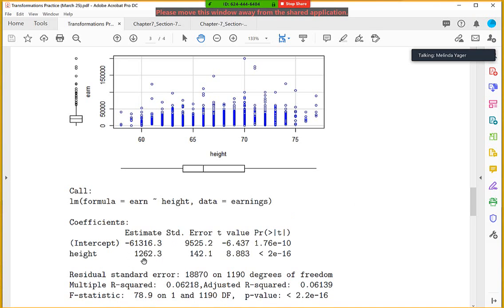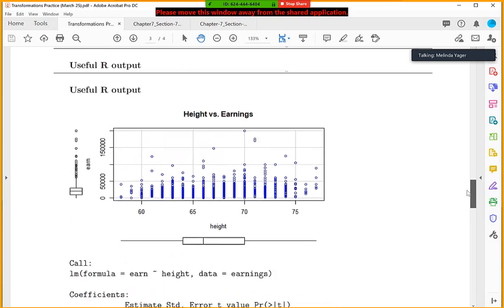It is kind of a funky one. This is a good one to look at for a transformation. So we could say it has a slightly positive, linear, weak relationship.